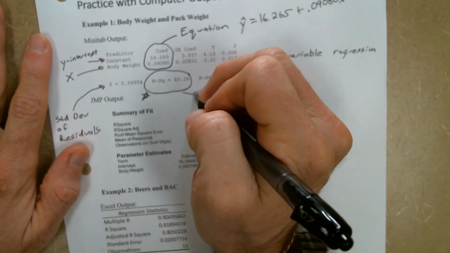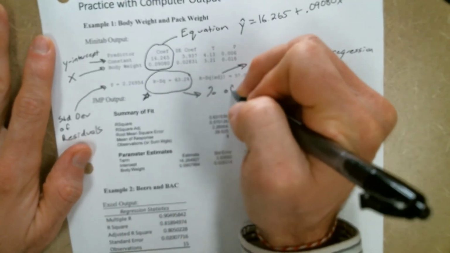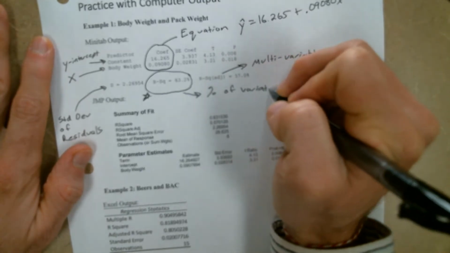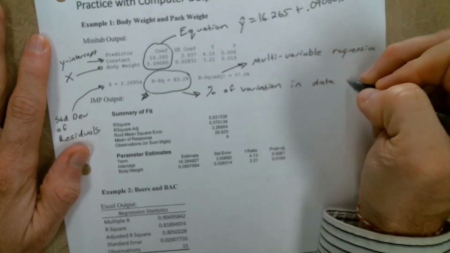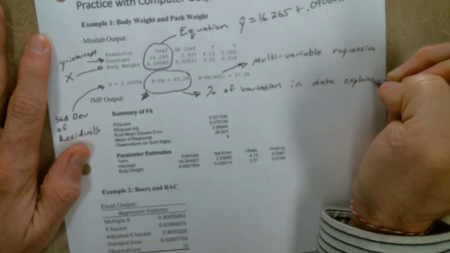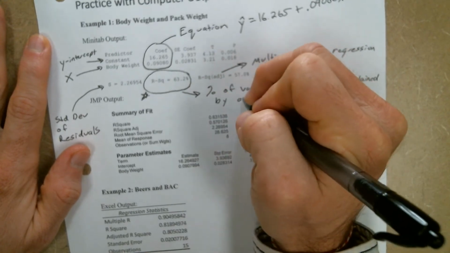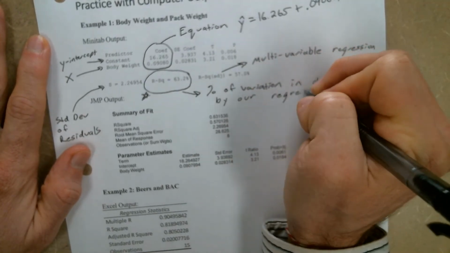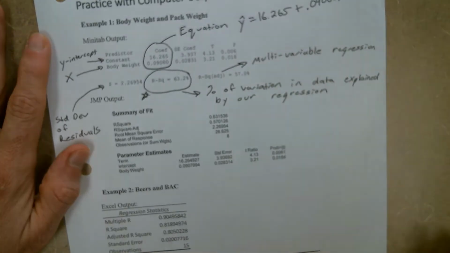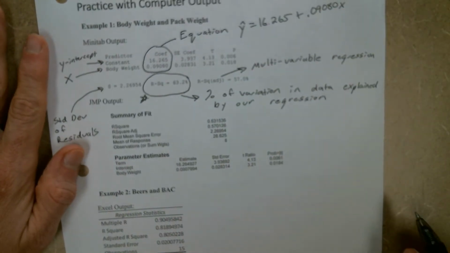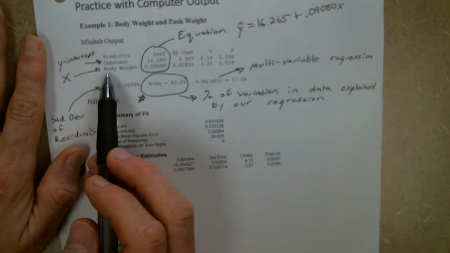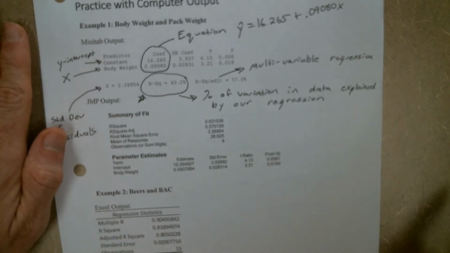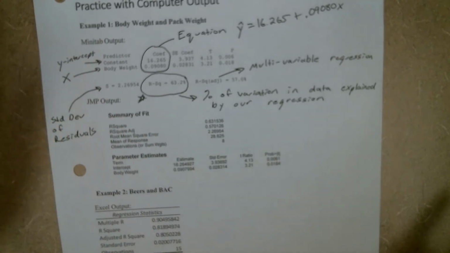And again, this is the percent of variation in the data explained by our regression. And as I said last time, you can almost think of this as the grade for your model. So it's how well your model is doing at explaining the ups and the downs. How well does this variable explain whatever you're trying to predict? All right. So again, that's how you would read that first output.